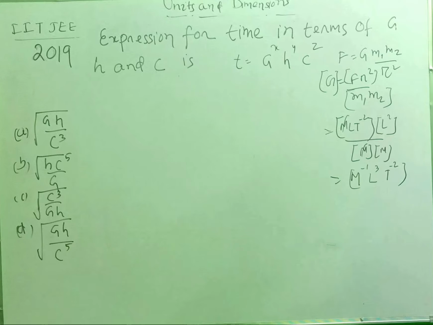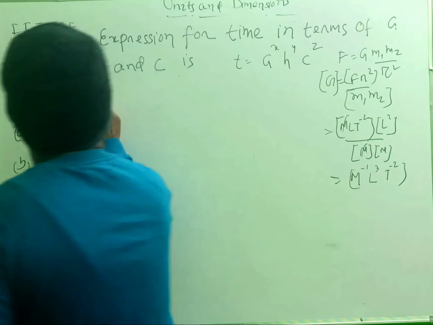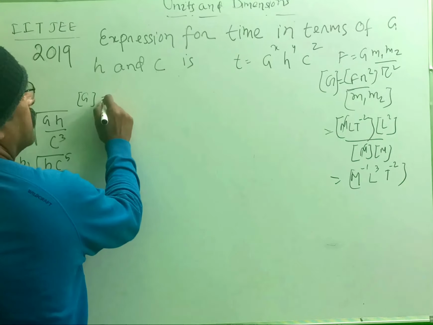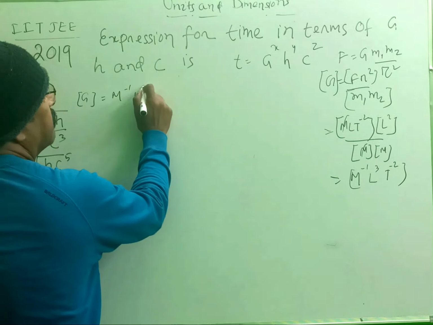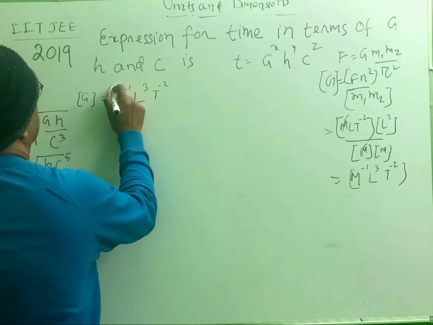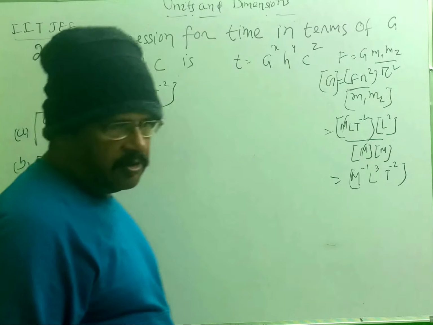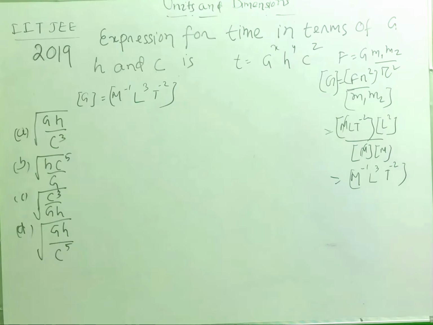Okay, students, let us write it here. G is equal to M to the power minus 1, L to the power 3, T to the power minus 2. And what is the formula for Planck's constant, student?